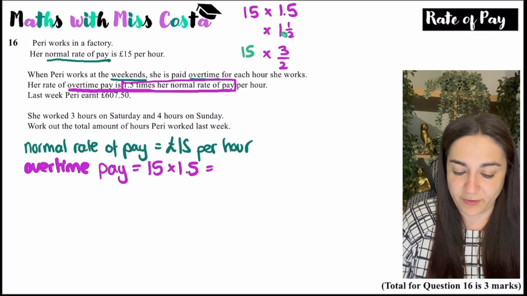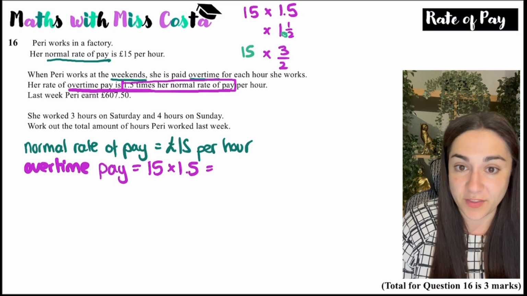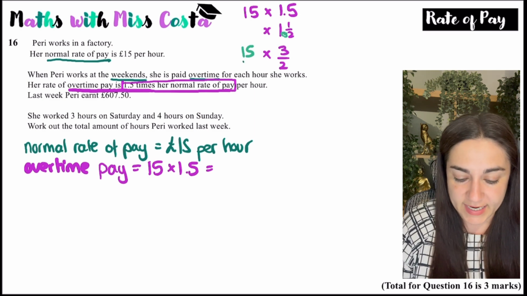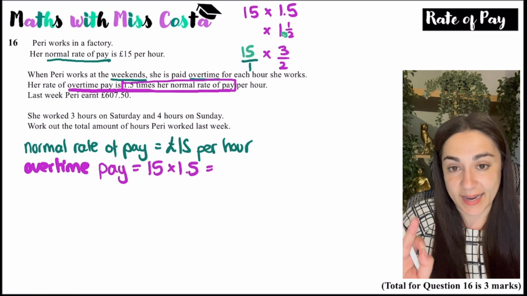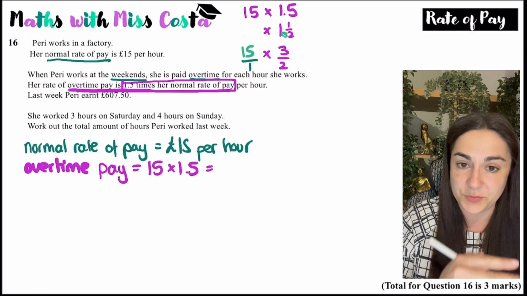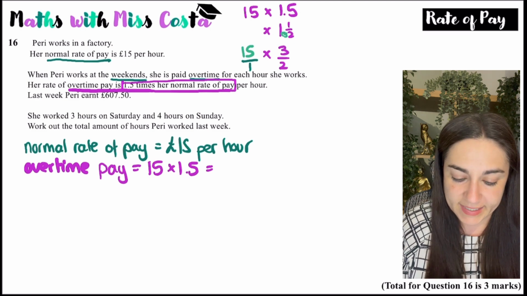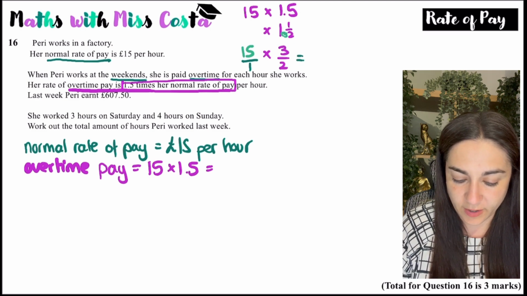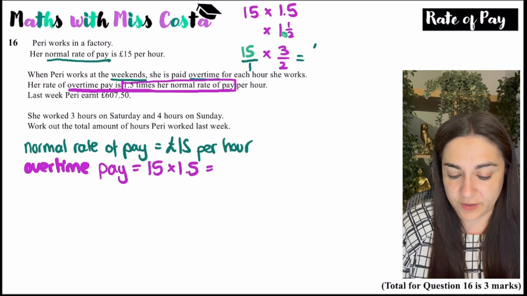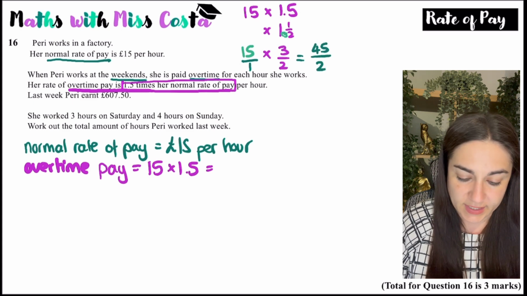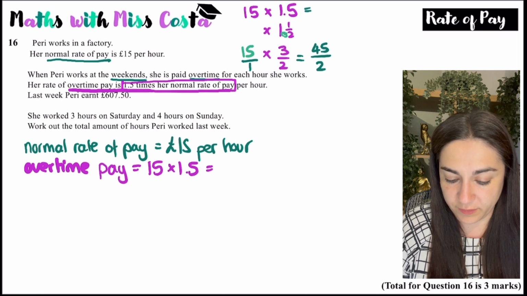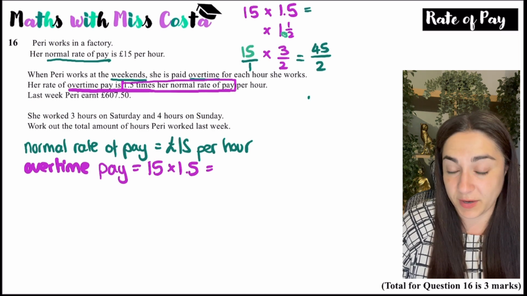All you do to multiply fractions is you multiply the numerators by each other and the denominators by each other. Now 15 obviously is on its own, it doesn't have a denominator, and to turn any number into a fraction you just write it as over 1. So that would become 15/1 times by 3/2. I do 15 times 3, which is 45, and then 1 times 2, which is 2. So 15 times by 1.5 is 45 divided by 2.